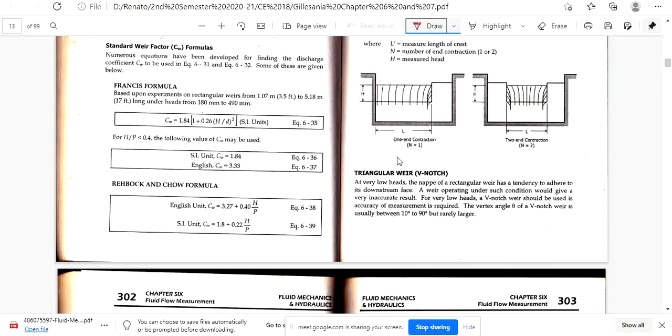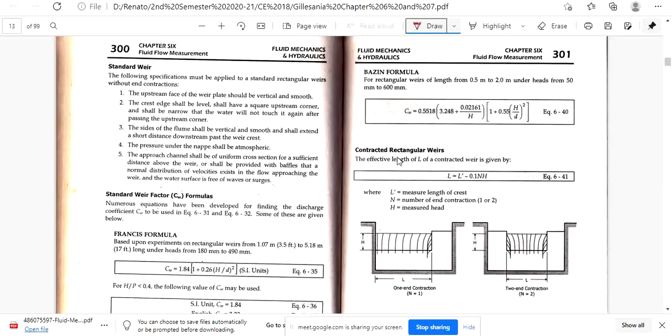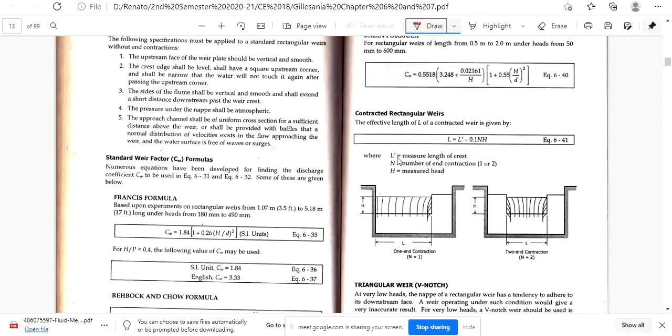Okay, so you have to memorize this. Kung napata sa classroom, mao ni yung memorization. Napa, Rebock and Chow for English and for SI, and also the Bayesian formula kani. So mas taas pa jud ang formula ani nigabot na to chapter 7. So kani mo buo na lang ni nga formula kang Bayesian.